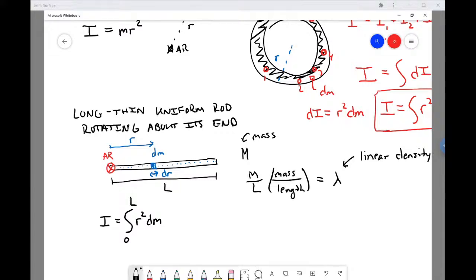Because we have limits of integration. Okay, the limits of integration are distances. The 0 is the axis of rotation, and the L is the endpoint in the other direction. Okay.